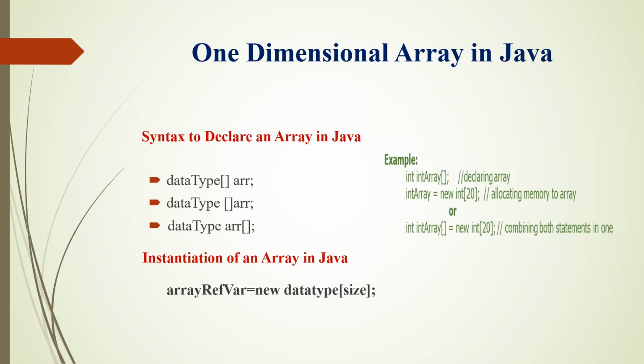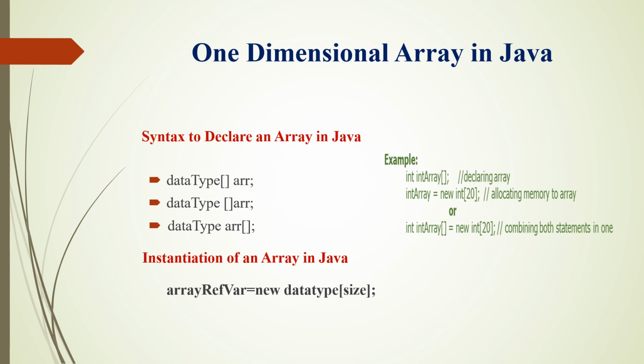First, we will see what is a one-dimensional array in Java. Here we have the syntax. In a one-dimensional array, we will have one index. That is, a row of values will be there in that array. Syntax to declare an array: we have to give the data type, then empty square brackets, which is for getting the array size, and the array name.